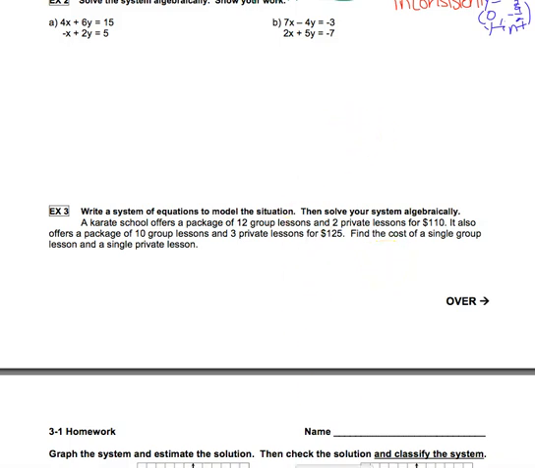Okay, so on this video, we're going to review how to solve what we call 2x2 systems of equations. That just means that there are two equations and two variables. We're going to review how to do that algebraically on this video. In the other video, we reviewed how to do that by graphing.